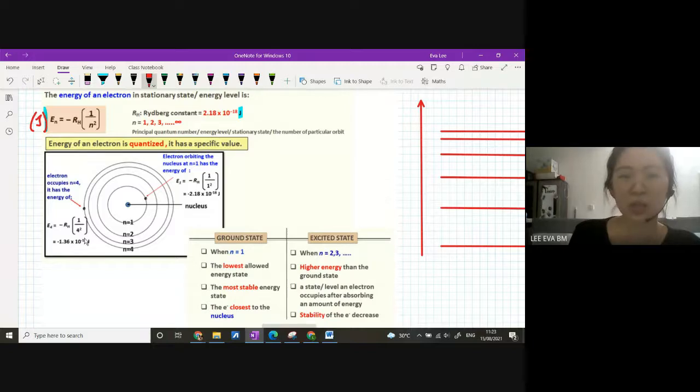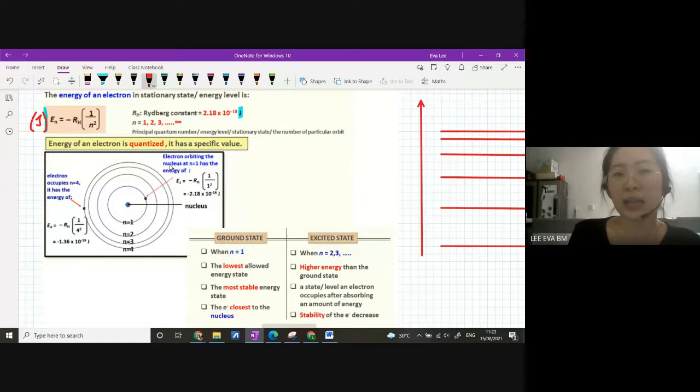Okay, it means it's close to the nucleus. You are being attracted. Okay, and then the units will be in joule. So mesti kena ingat kalau kita nak kira energy pada energy level yang tertentu, dia mesti ada negative sign. Okay.